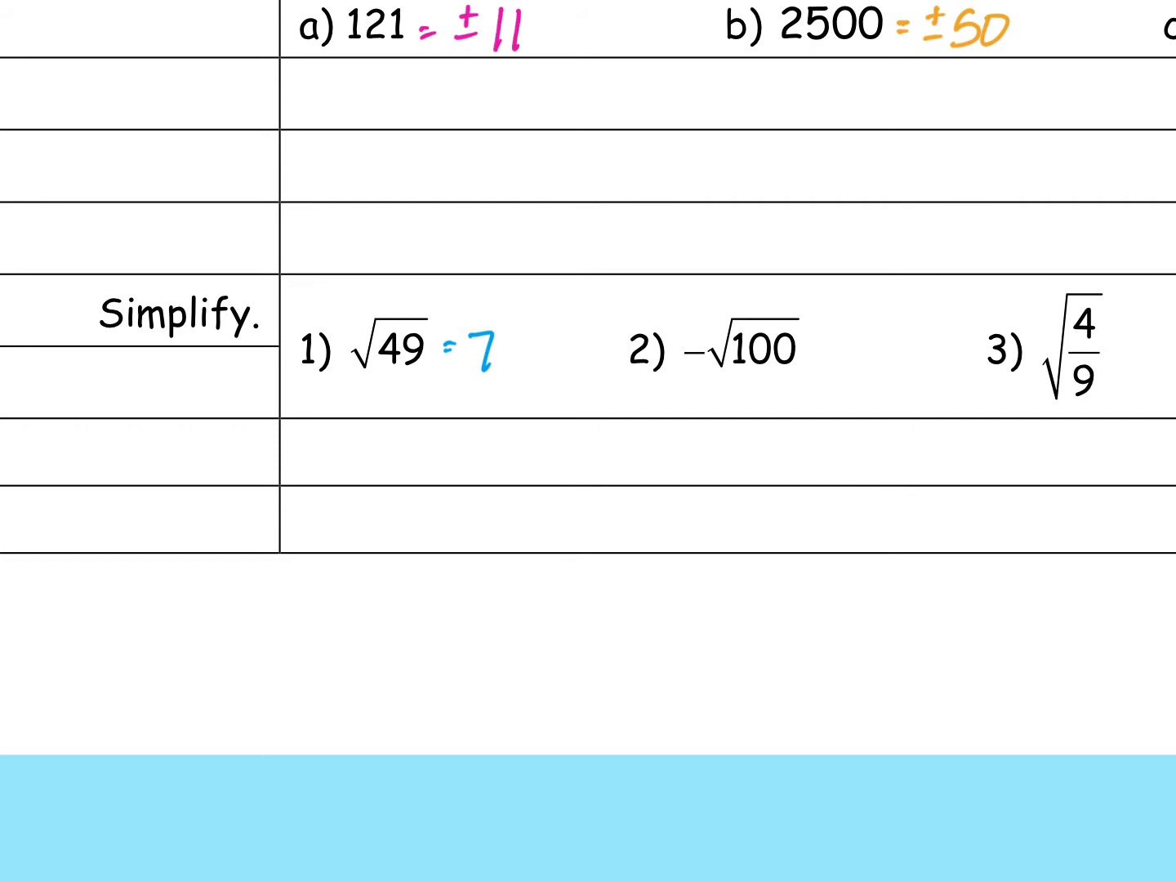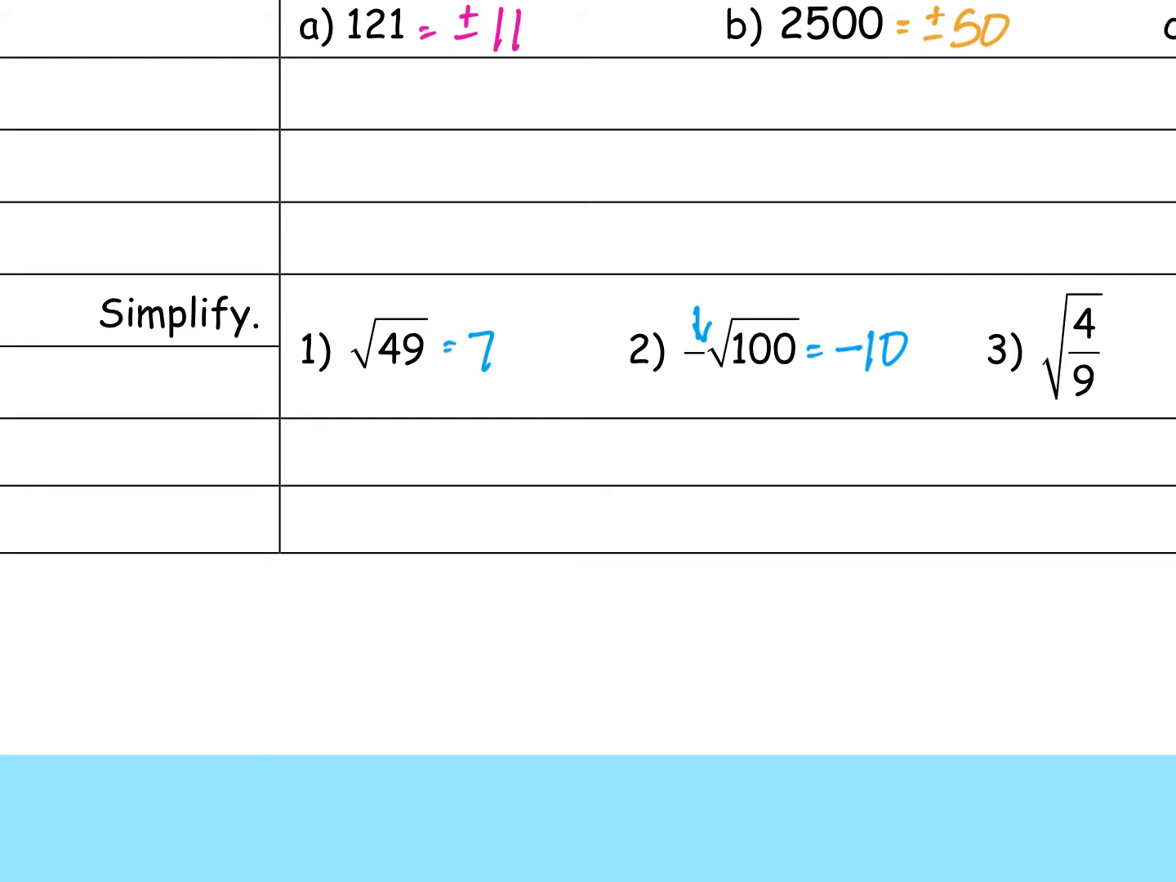Oh, nice, Harrison. I was looking at your string of numbers going, what? So there's a negative on the outside, so it'll be negative. And then the square root of 100 is 10. So it's just negative 10. And it's negative 10 because this negative is on the outside.